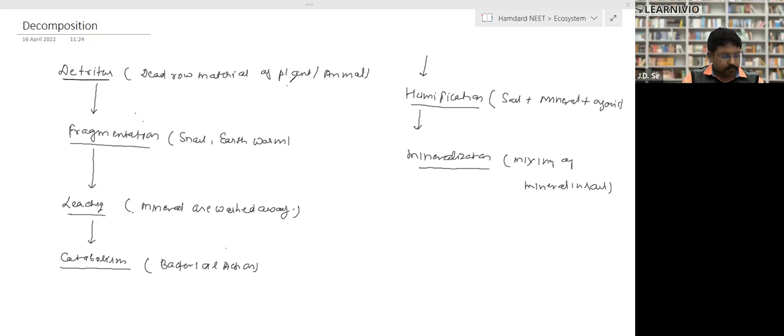Make a note over there. Note: warm and moist environment favors the decomposition, while low oxygen and anaerobic condition inhibit the decomposition.